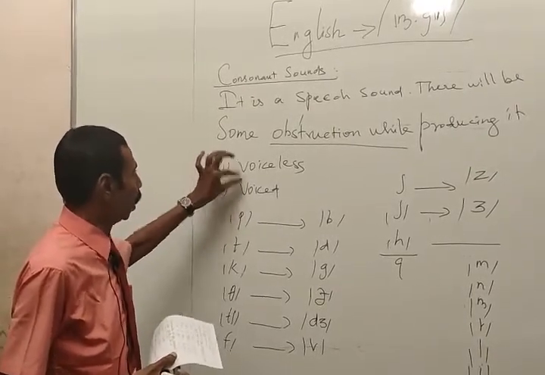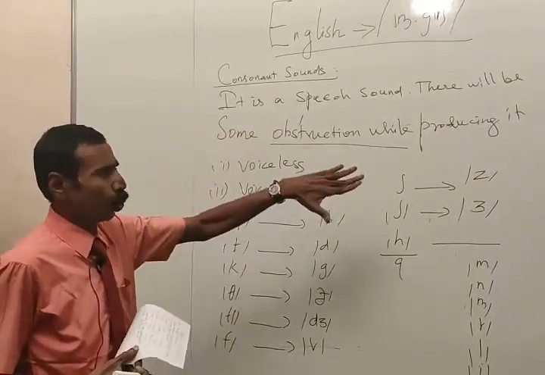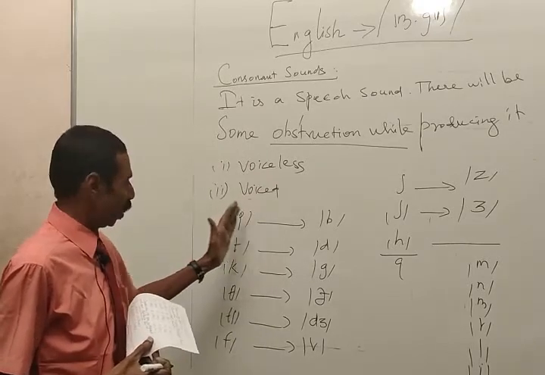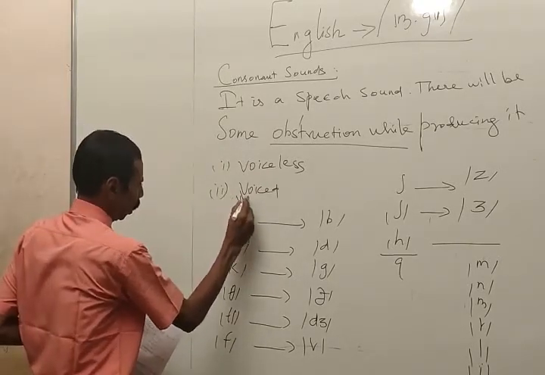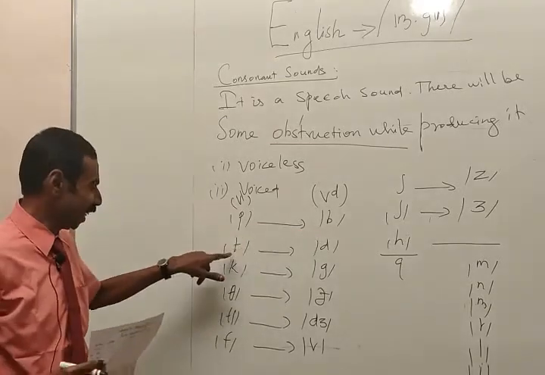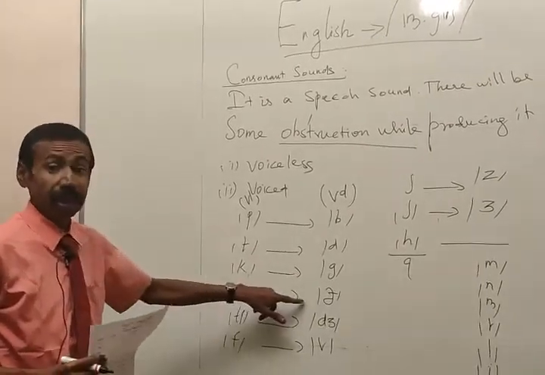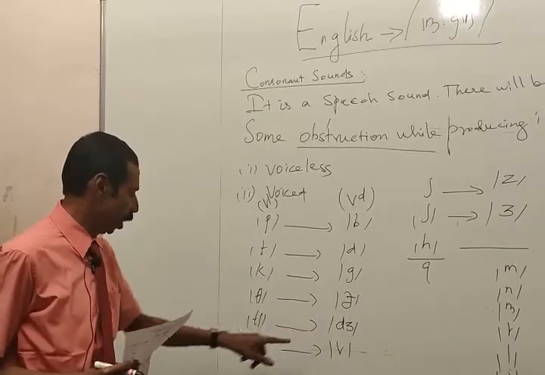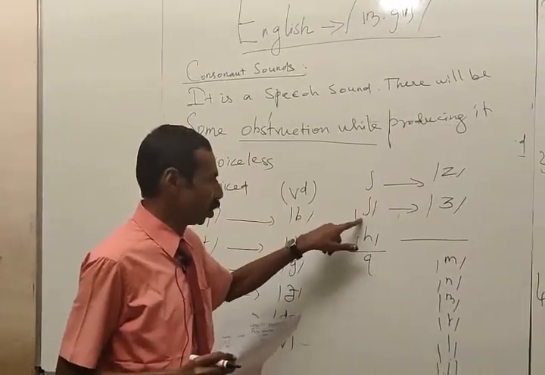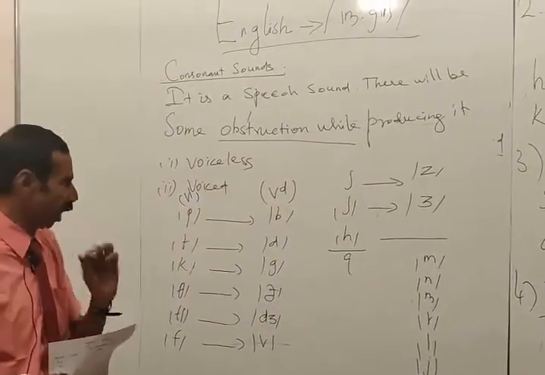Voiceless and voiced. What is a consonant sound? It is a speech sound. There will be some obstruction while producing it. It can be divided into two, voiceless and voiced. This is voiceless and this is voiced. Can we have one example for each?